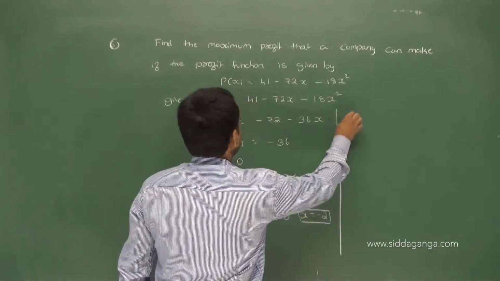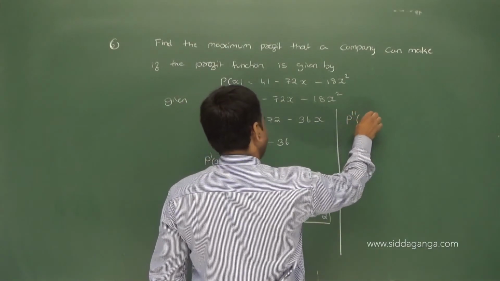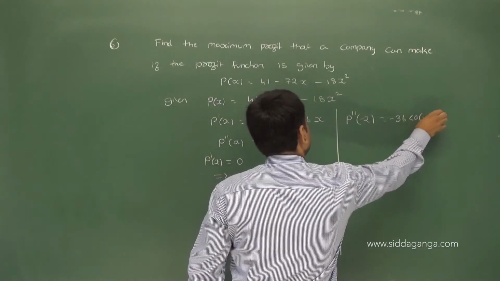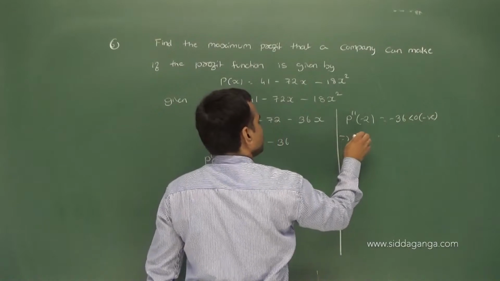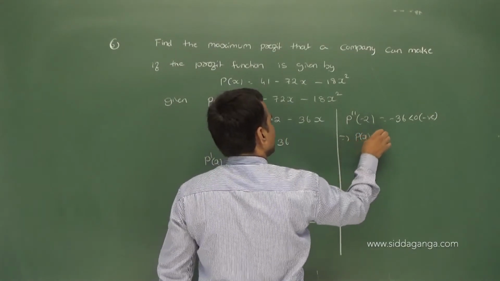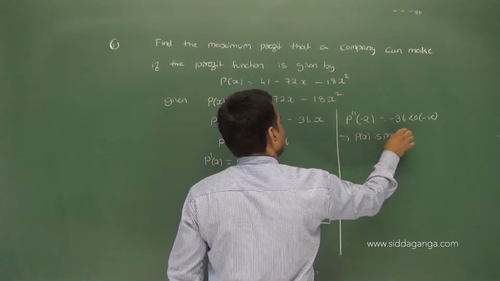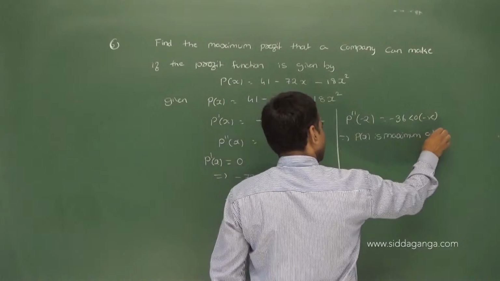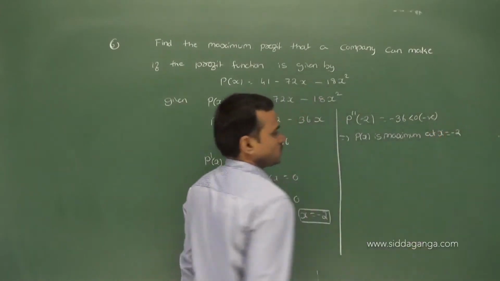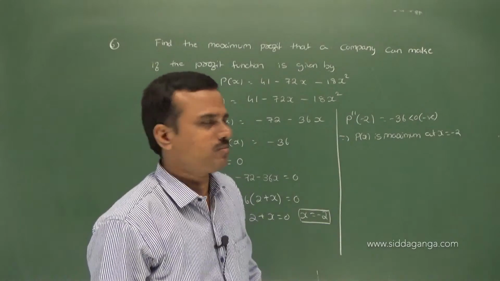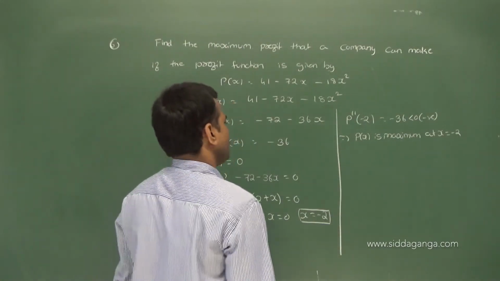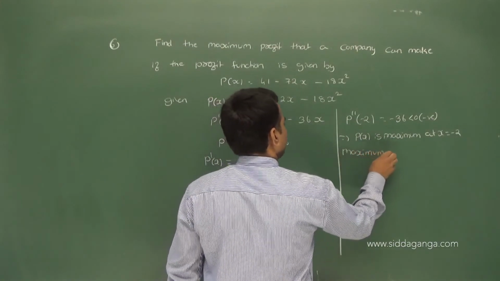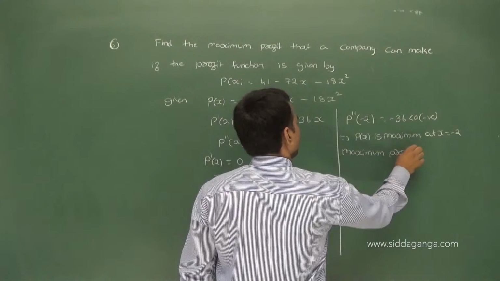Right here, P double dash of minus 2 is negative. That implies P of x is maximum at x is equal to minus 2. Correct now? Maximum profit means maximum value. He wants the maximum profit.